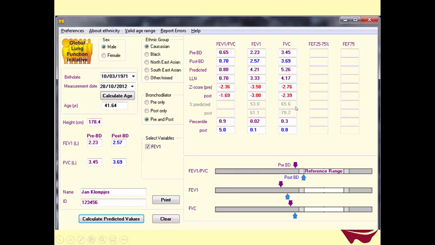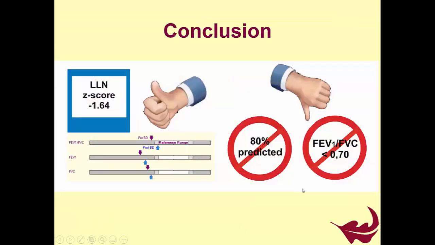But here you can see that this is the reference range. So this is the normal range and the lower limit of normal. And in this case, you can see that the FEV1 divided by the FVC before the bronchodilator is below the lower limit of normal, and post bronchodilator it is still very low and below the lower limit of normal. So that is the easier way to interpret these things rather than using simple percentage of predicted values.